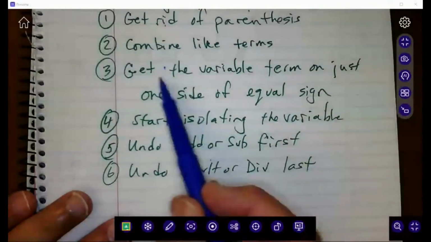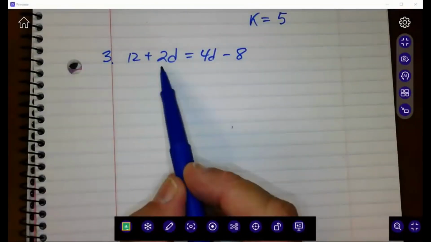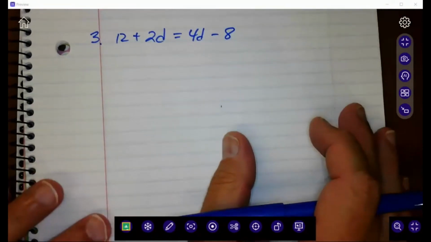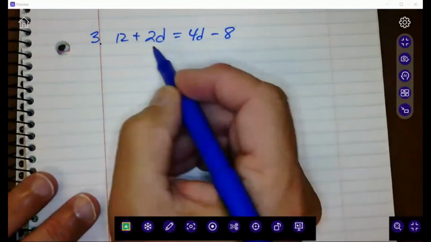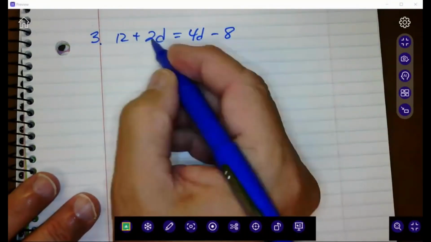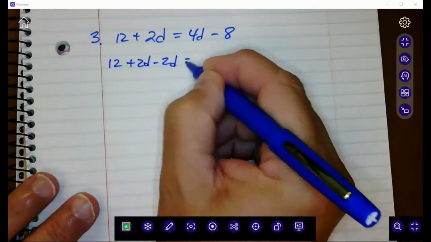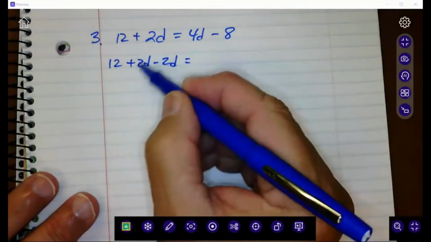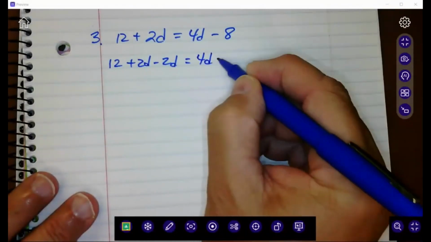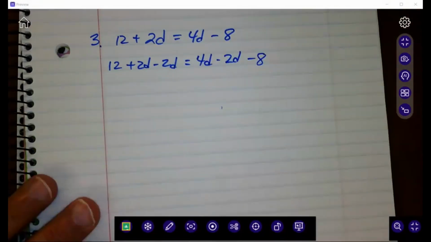So what we need to do is get the variable term where it's only on one side. So I have a 2d and a 4d. I'm going to show you that it doesn't matter which one you choose. This first one I'm going to do by getting rid of the 2d on this side. Since it's plus 2d, I'm going to subtract 2d so that those will add up to 0. If I subtract 2d on this side, I need to subtract 2d on this side. And the rest of the problem is minus 8.